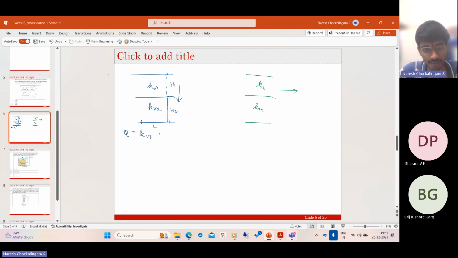Here the head loss is delta H1 divided by the flow length H1 into the area, which is L into 1. But it is also equal to KV2 delta H2 by H2 into L. What is the equivalent permeability? So equivalent permeability is Q by delta H1 plus delta H2. Right? So this is H2.